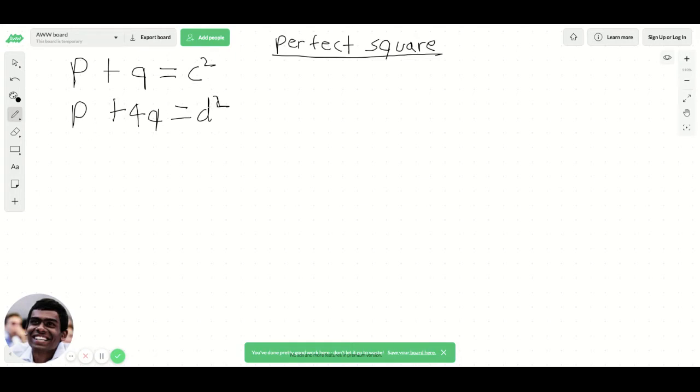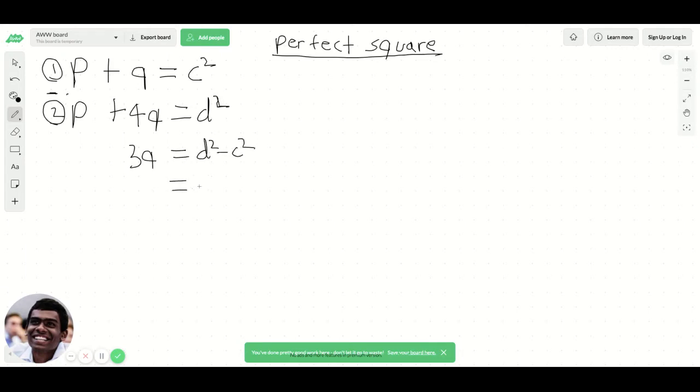Whenever you see two squares, one thing to do is to find the difference of two squares, because the difference of two squares always factorizes out nicely. So let's subtract. D squared is going to be bigger than C squared, because this has 4Q's and this only has 1. So let's take equation 2 and subtract equation 1 from it. I'm going to get that 3Q equals D squared minus C squared.